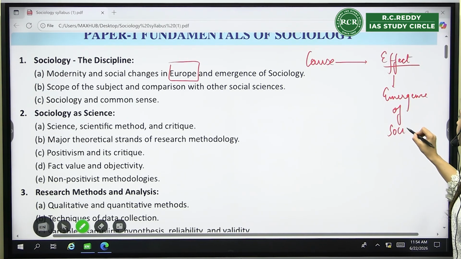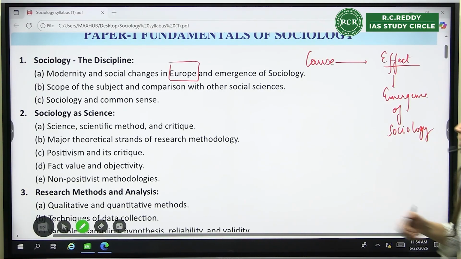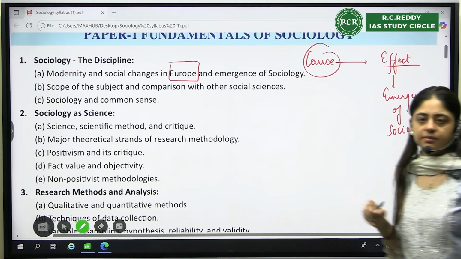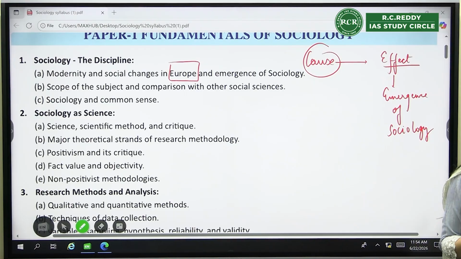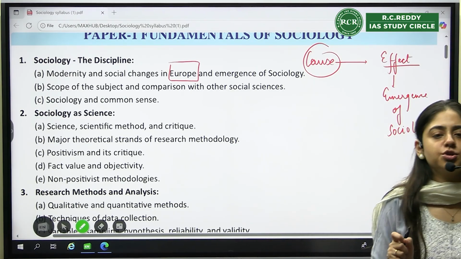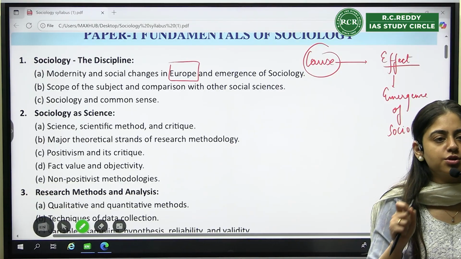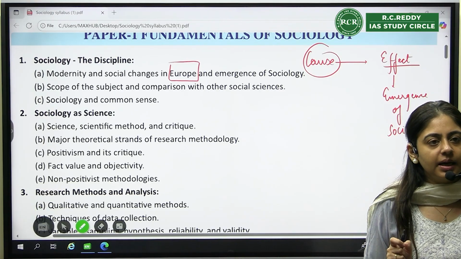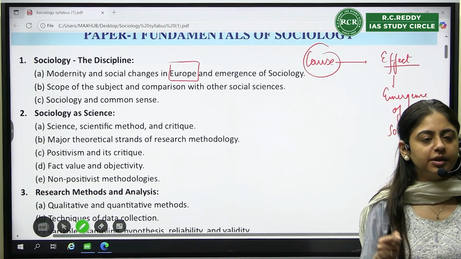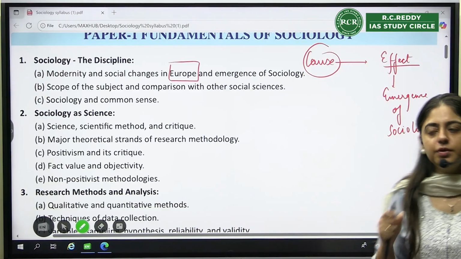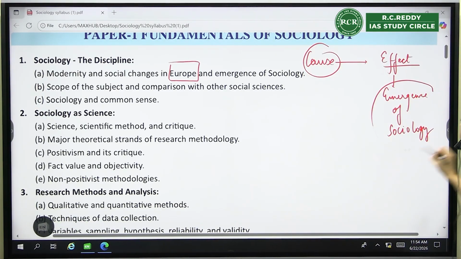So most of the time, students who have not attended my classes know about the causes but they don't know the connection. Connection is very important. They will not be asking you to write a short note on industrial revolution or on the enlightenment period. Why are we studying the enlightenment period or the industrial revolution? We want to see how our subject emerged here.